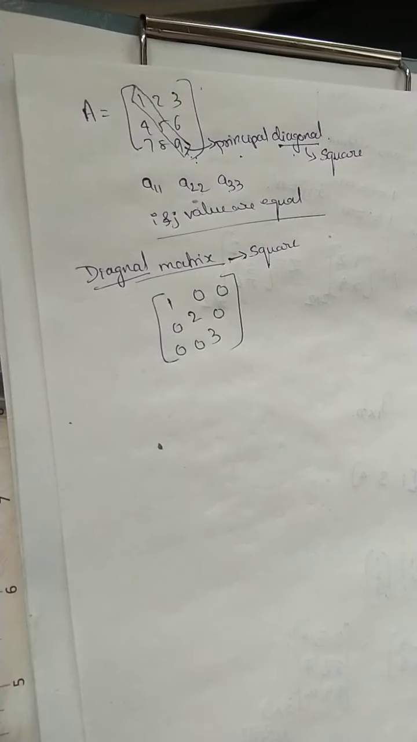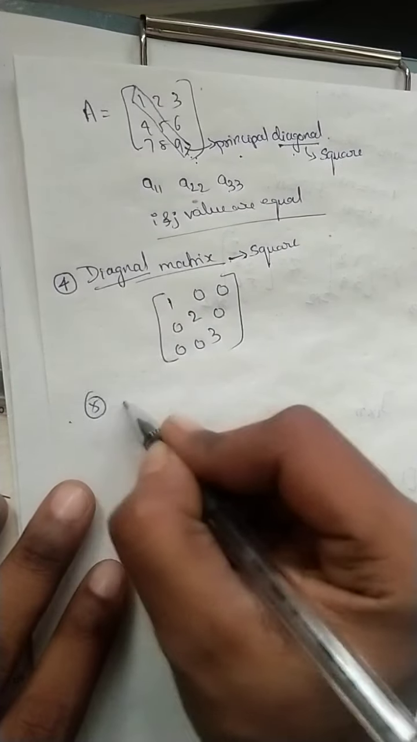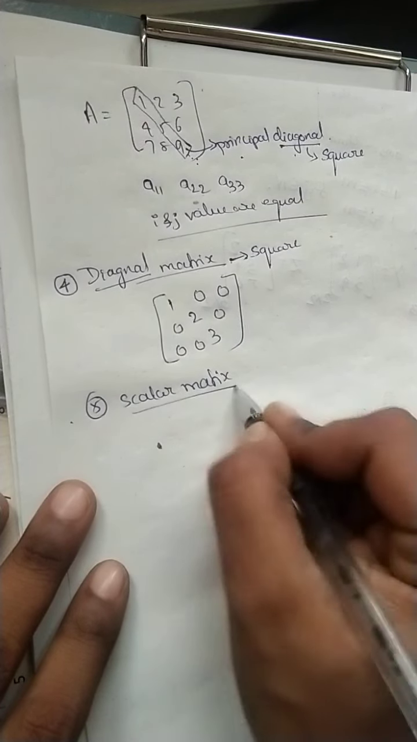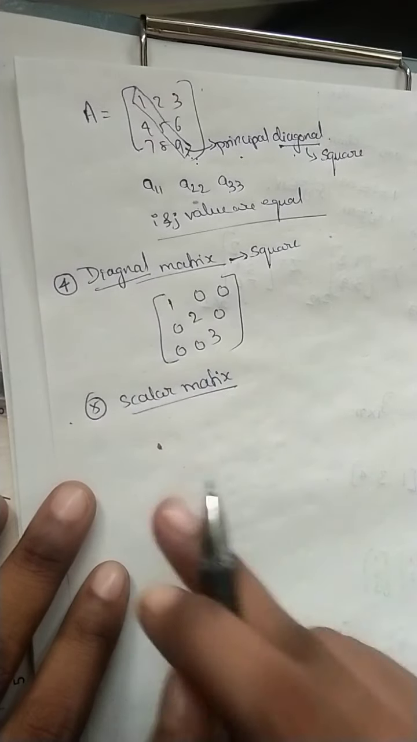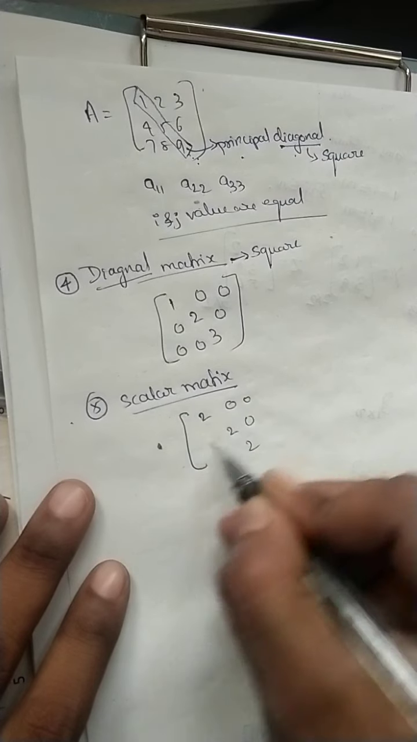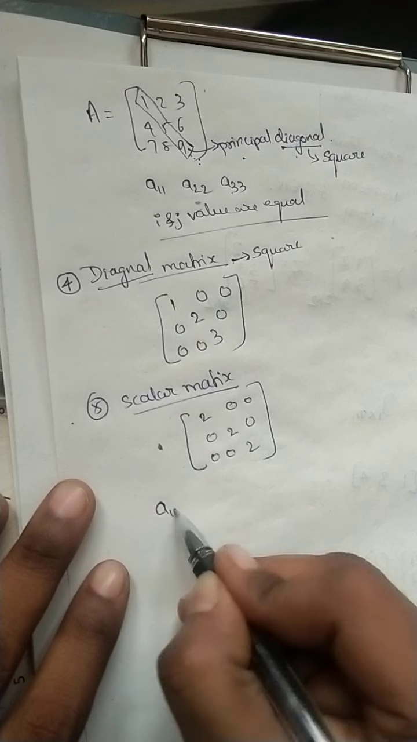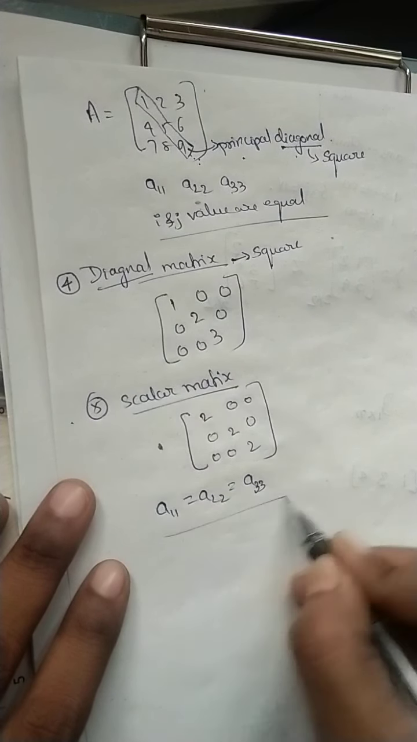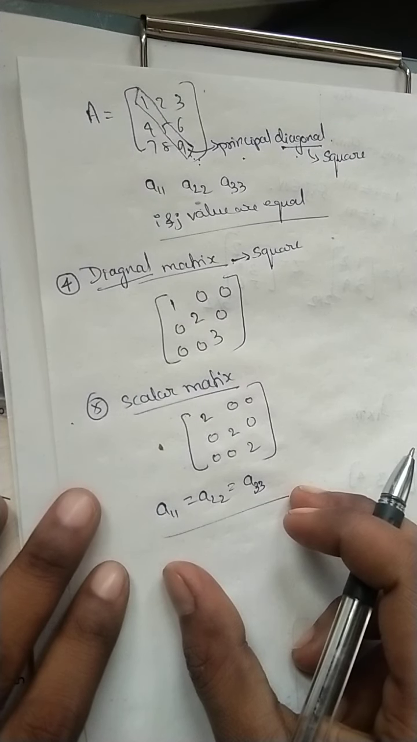Next matrix, the scalar matrix. This is your fifth type. A scalar matrix is a square matrix, or you can say it is a diagonal matrix, whose diagonal elements are equal. Like if it is 2 in the diagonal, that's an example. That means A11 equals A22, which equals A33. If it is like this, then we can say that it is a scalar matrix.